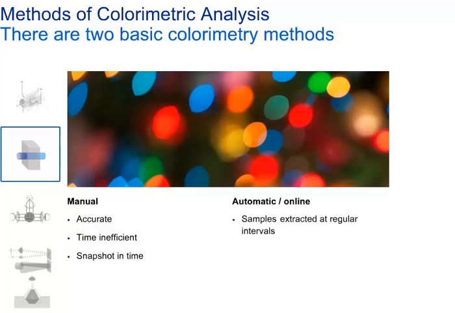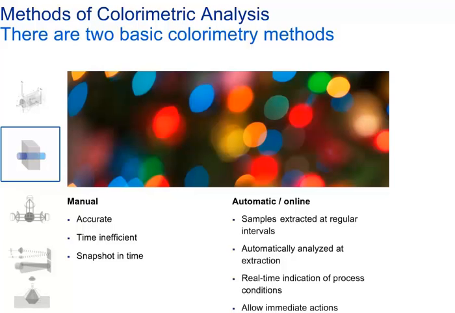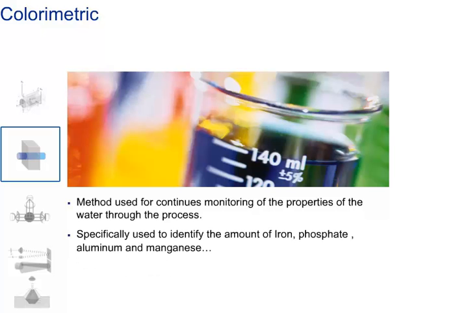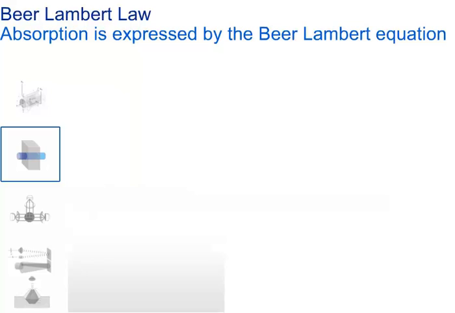Automatic or online methods, on the other hand, provide analysis at regular intervals. Samples are analyzed at the point of extraction, which provides real-time indication of current process conditions, and allows immediate and continuous action to be taken to correct any problems. It uses several methods of monitoring the quality of water as it is processed. One of these methods is colorimetric. Phosphate, iron, aluminium, and manganese are detected using the Beer-Lambert law of color absorption.